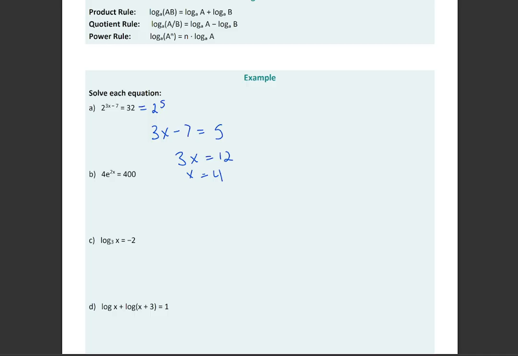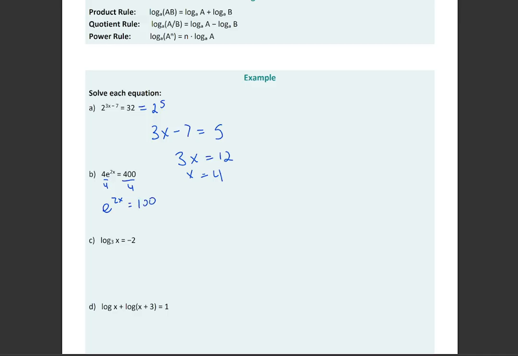Now a different problem type we see in part B, where we have 4 times e to the 2x equals 400. And we want to solve for that x. Now, x is in the exponent, so we want to keep in mind that we will be taking a log, or actually a natural log here, since we have a base e. But first, we need to have e alone. So we need to divide that 4 over to the right-hand side. And we get e to the 2x equals 100.